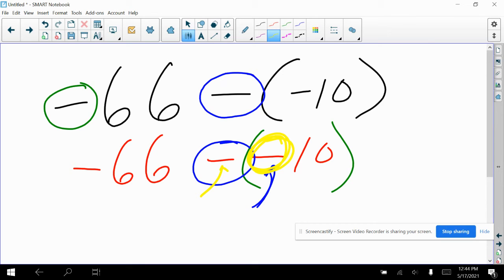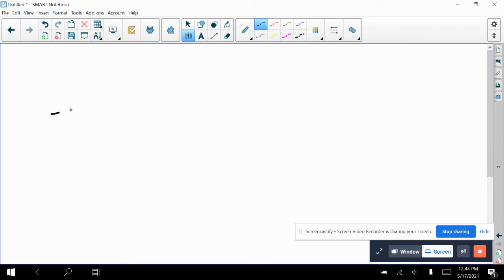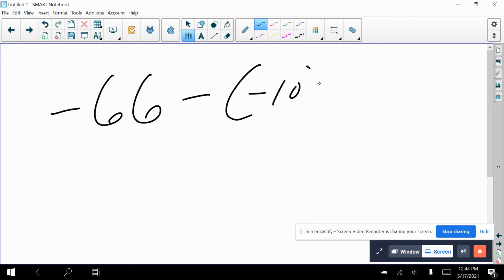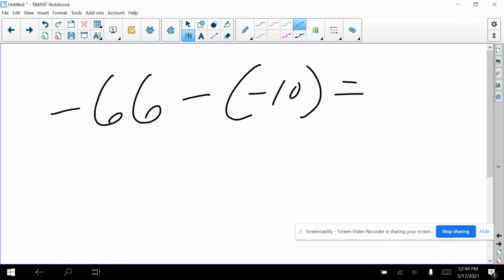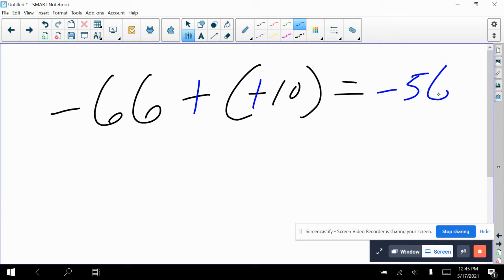So far, so good. All right, let me rewrite this so we can clean this up and we can solve it. All right, so we've got that situated. Now, we have a subtraction problem, yes? Okay, so the rule says to change the subtraction sign to addition. And what do we do to the number behind it? Well, we change it to its opposite. What's the opposite of negative 10? That would be a positive 10. So now the question is negative 66 plus 10 gives us a negative 56, not a positive one.